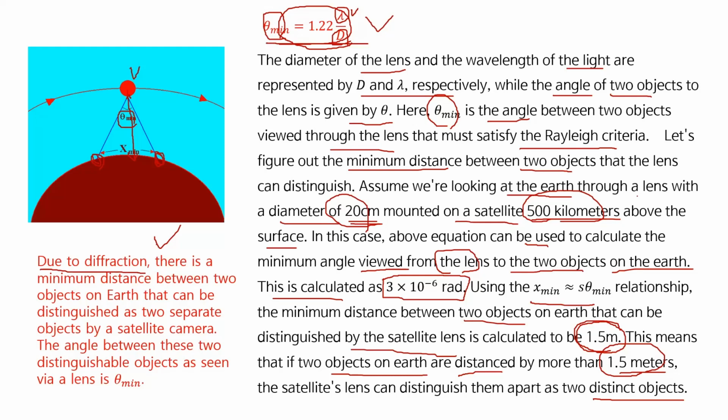Due to diffraction, there is a minimum distance between two objects on Earth that can be distinguished as two separate objects by a satellite camera. The angle between these two distinguishable objects as seen via the lens is theta minimum, this relationship.